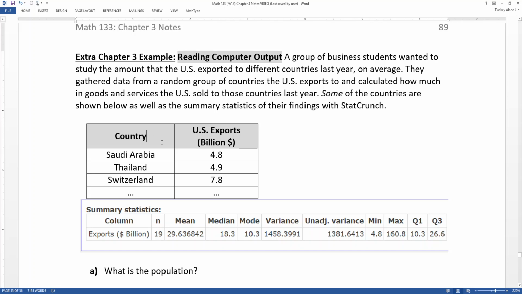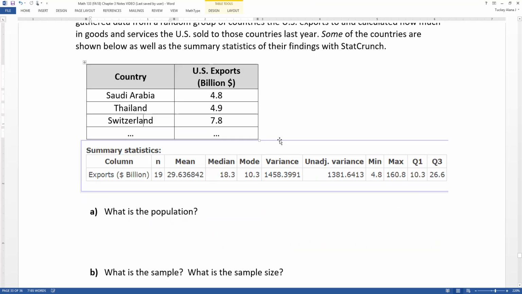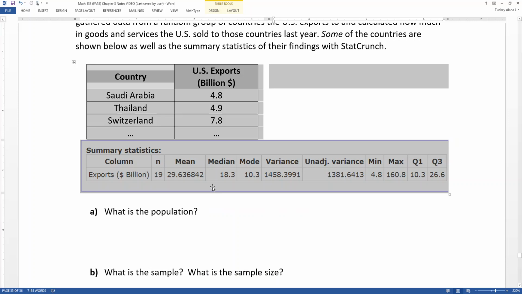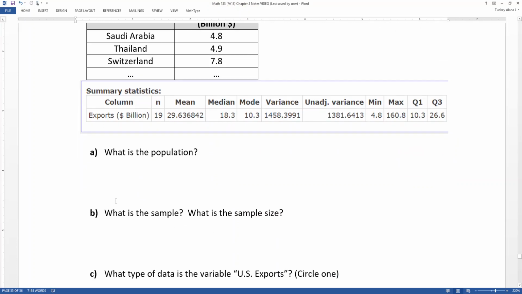Okay, so I'm not giving you every country because I don't want you to actually use my full sample to be able to do the problems with your calculator. That's not the point. The point is, can you analyze the StatCrunch output right here and figure out what's going on? Okay, so let's begin with the population and the sample.